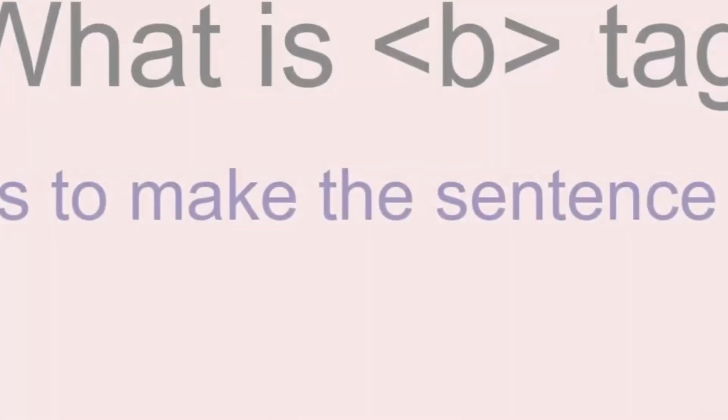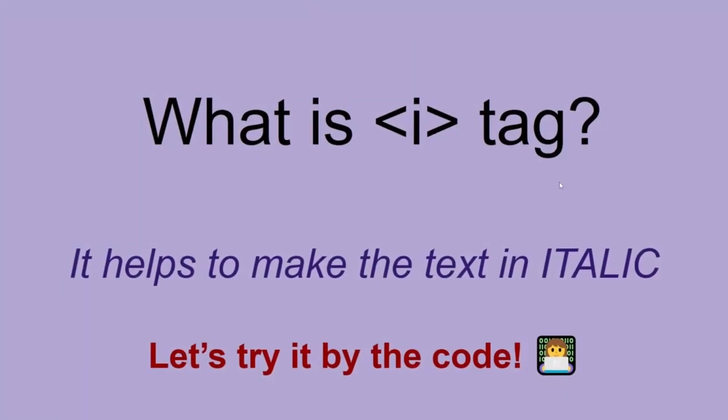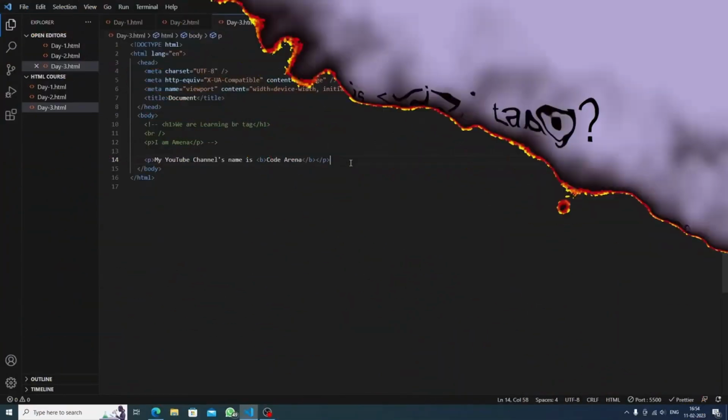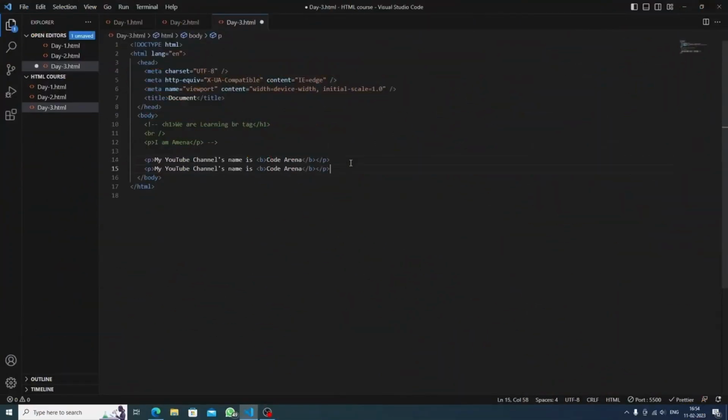Now let's move further. Okay, so we have the i tag in HTML. It helps to make the text italic. Let's try it by the code. I'll just do Alt Shift down, and I will change this b into i. Let's save this and see the result.